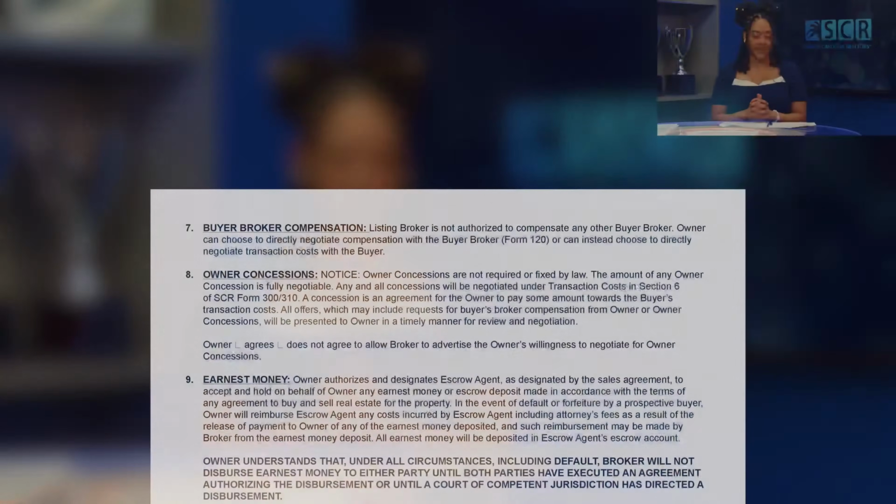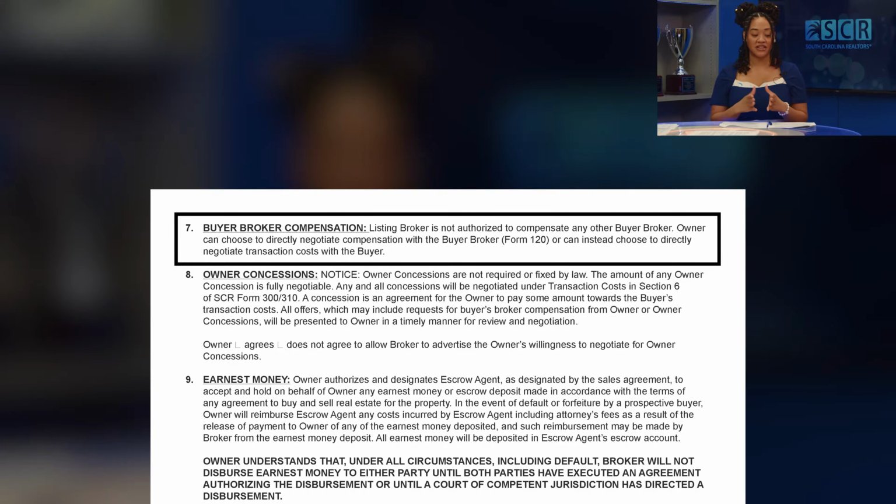Section 7 is buyer broker compensation. In this section, it explicitly states a listing broker is not authorized to compensate any other buyer broker. Owners can choose to directly negotiate compensation using Form 120 directly with a buyer's agent. However, we will no longer have Form 120 between listing company and buyer's brokerage company.